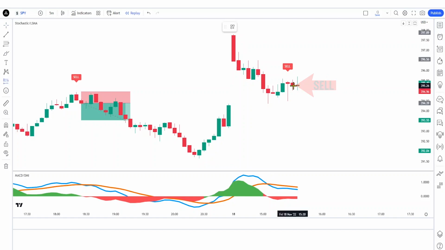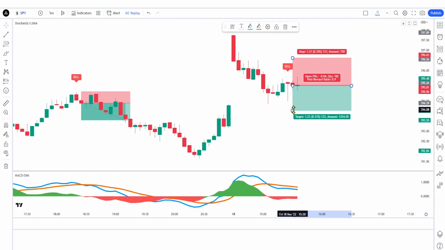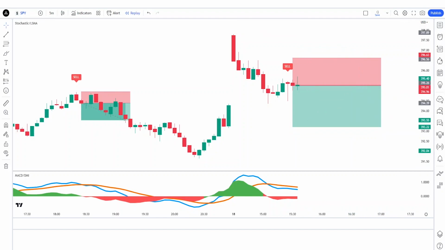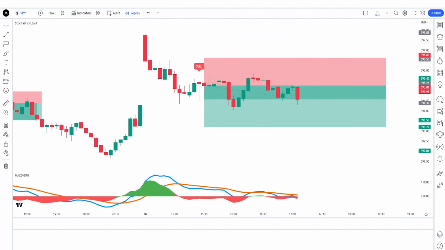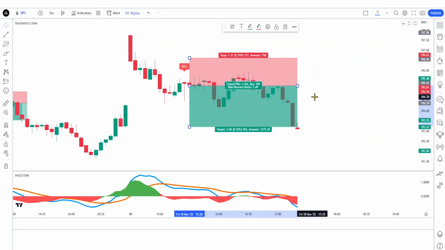short trade. Once again, we will set our stop loss to recent market high. And as always, our take profit will be 1.5 risk to reward ratio. So let's see how this short trade goes. Yet another profitable trade. Let's search for a few more trading opportunities.